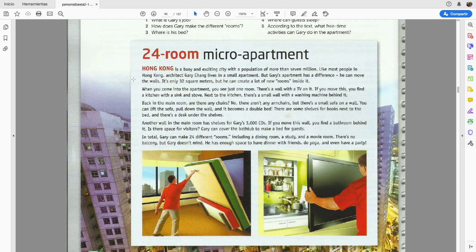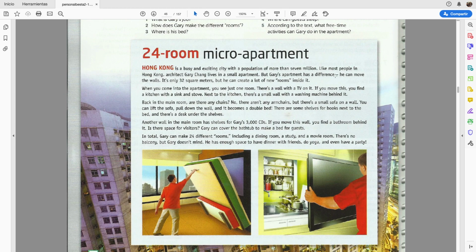So let's read first, and then we are going to find out how this apartment is special. Okay? Here we have 24-room micro apartment, Hong Kong. It's a busy, exciting city with a population of more than 7 million. Like most people in Hong Kong, architect Gary Chan lives in a small apartment. But Gary's apartment has a difference. What is that difference? He can move the walls. Wow, these are the walls. Las paredes. He can move the walls. It's only 32 square meters. But he can create a lot of new rooms inside it. Wow, 32 square meters, but he can create a lot of rooms inside it.